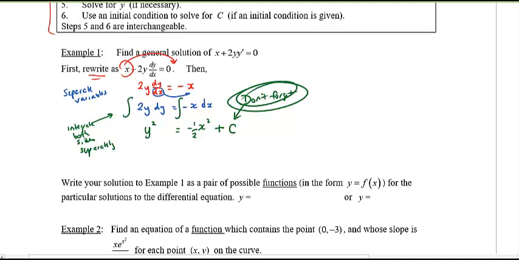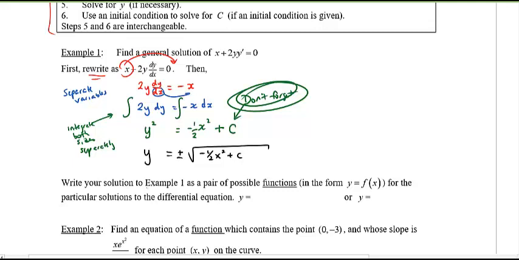Now, once again, we want to solve for y, not y squared, right? So, how do I do that? Well, I should take the square root. And when I take the square root, don't forget, I have a plus or a minus in front.